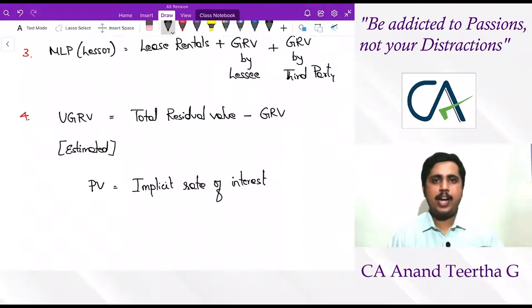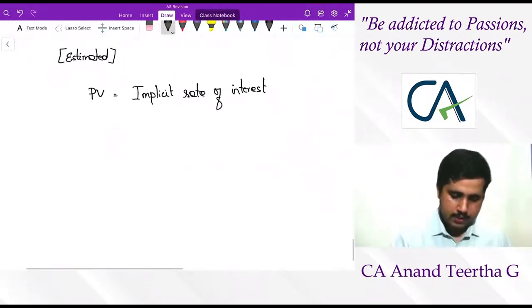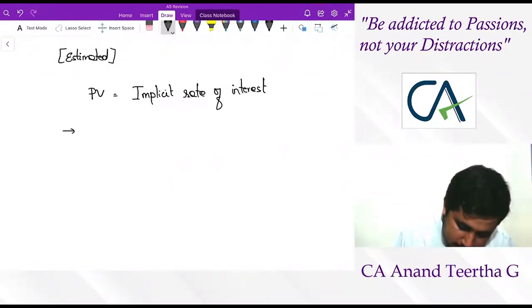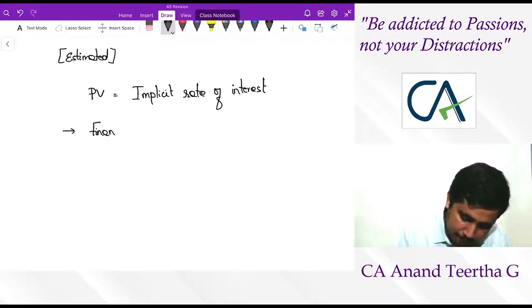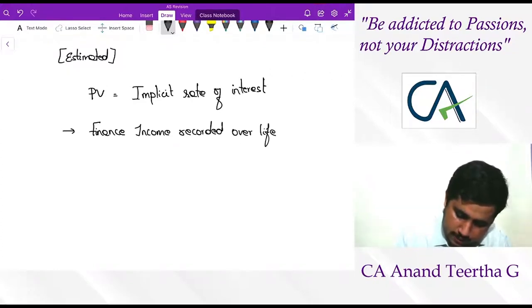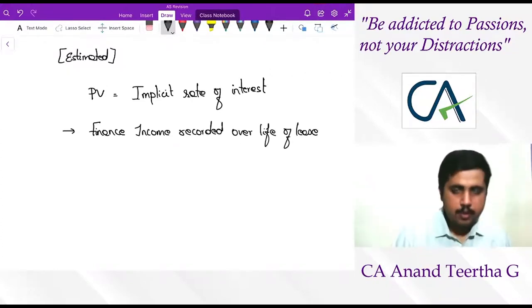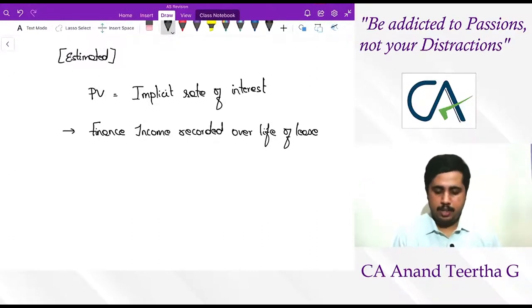Implicit rate of interest. Okay, again, as soon as I finish with the lessor point of view, I'll tell you about what we mean by implicit rate of interest. Now after this, the next requirement, just like finance charge in the books of lessee, here it's going to be finance income, recorded over the life of the lease. According to the life of the lease agreement, you have to record the finance income. That's the next requirement from the lessor point of view.